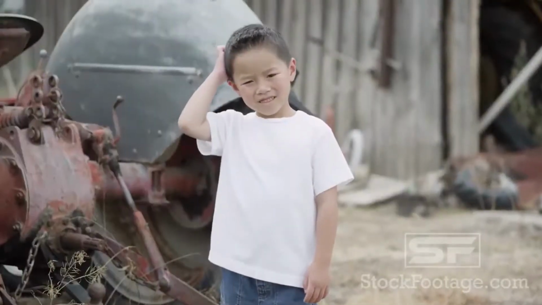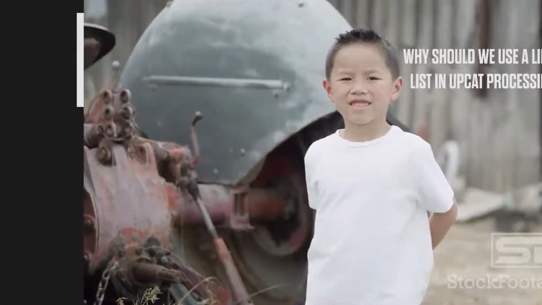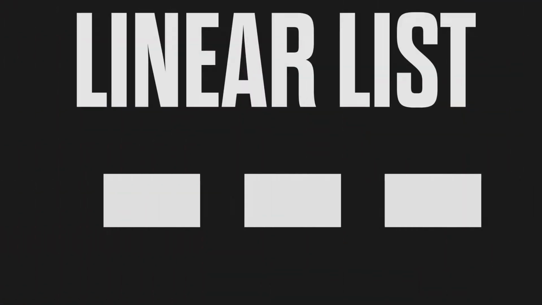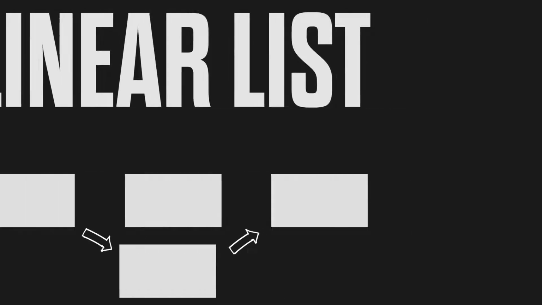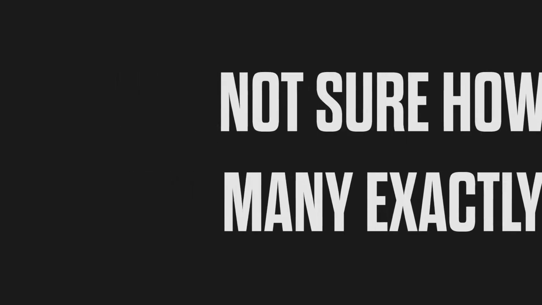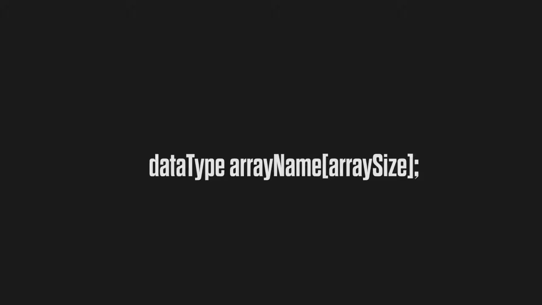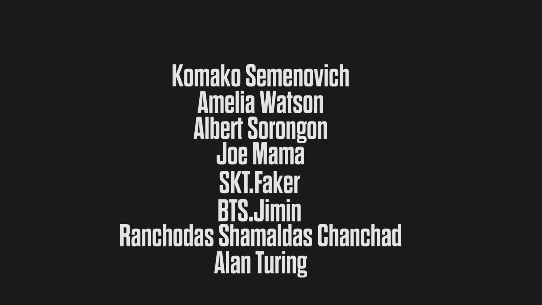Now you're probably scratching your head, asking, why should we use a linear list in UPCAT processing? You see, the advantage of using a linear list is the ability to insert elements or rearrange them in increasing or decreasing order. We may have said that there's at least 100,000 people taking the test, but we're never really sure how many exactly there are. If we attempt to use an array, memory allocation would need to be specific. On the other hand, with the linear list, we can add new data as we please, including the latecomers who happen to finish their requirements 5 minutes before the deadline.